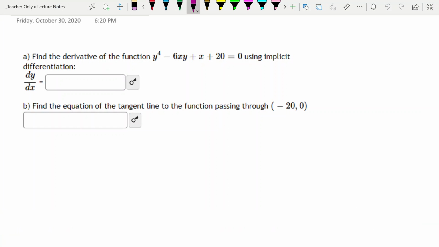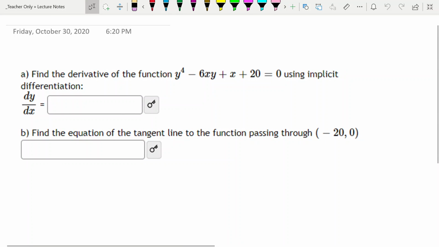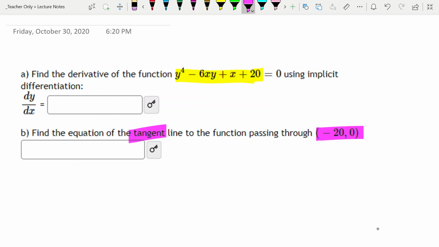All right, so this problem's asking us to find the derivative of this function implicitly. And then once we have that, we're going to use that to find the equation of the tangent line passing through that point on our function. So let's start off with the implicit derivative. We're going to need that to be able to write our equation of a tangent line, because it's going to get us our slope, right? Because that's the big idea: dy/dx is our slope of our tangent line. So let's start off with that derivative.